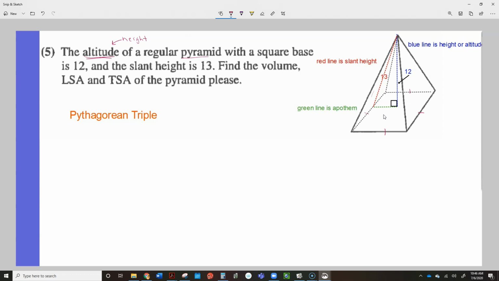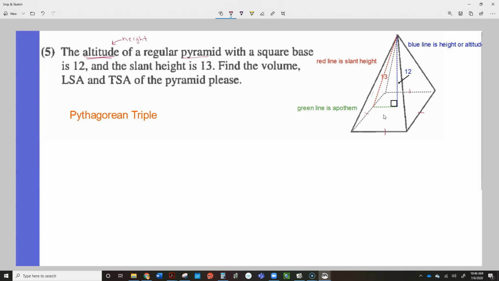And the reason that I want the apothem is if I get the apothem, then I'm going to be able to know what the side length is, because the apothem goes halfway. It goes from the center to here. And for a square, that's half the square.